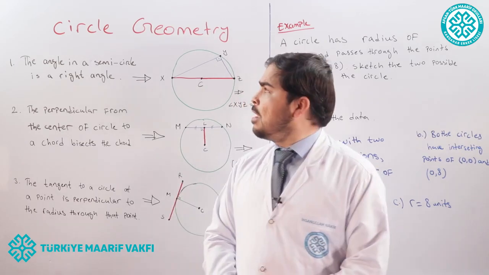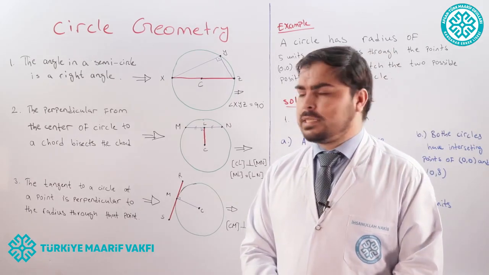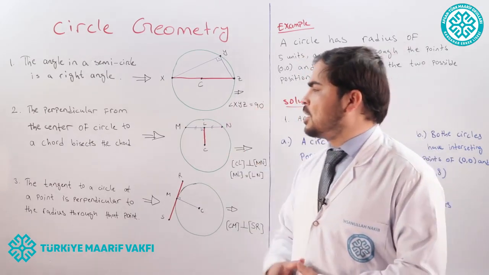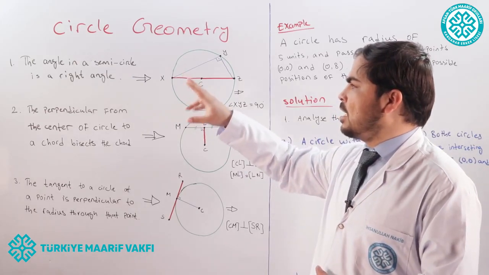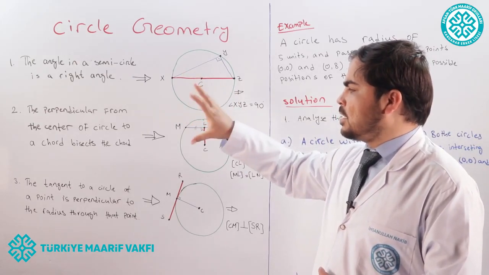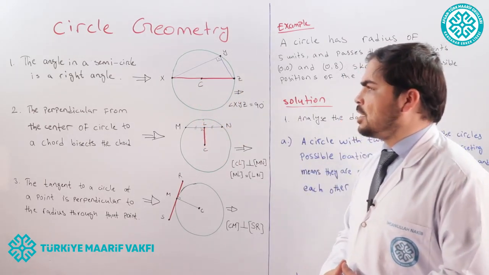So we have coordinate geometry, as I previously said. We have three conditions in coordinate geometry. We started circle. In circle we have three main or special conditions that we have currently. Now we will study those conditions.